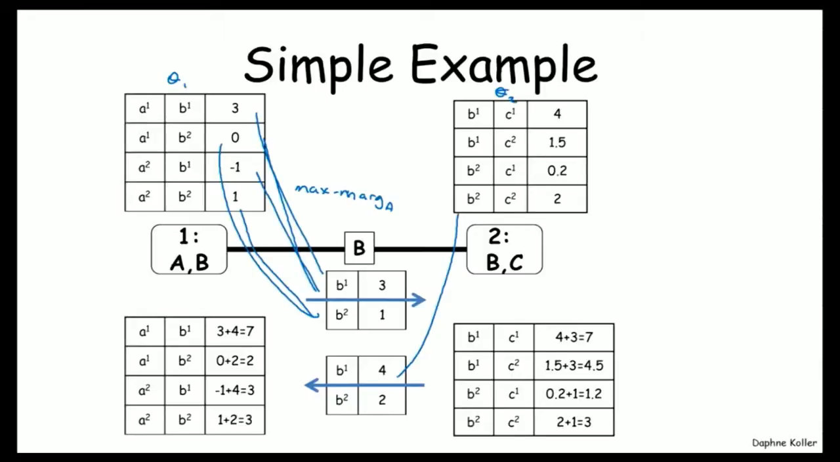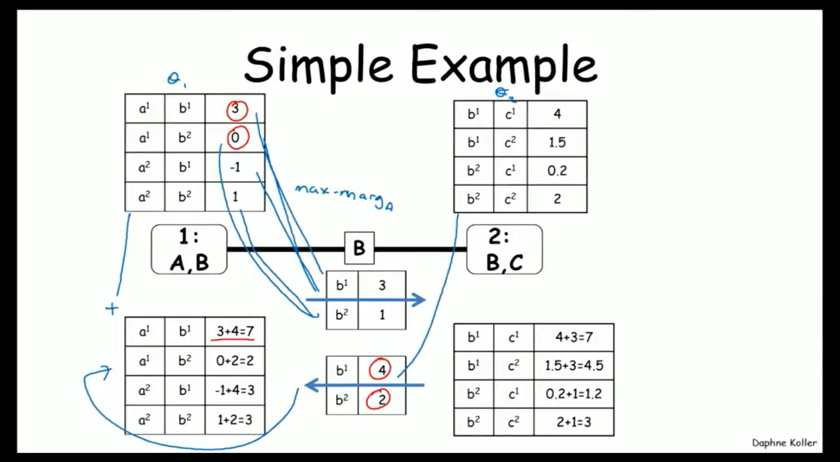Now each of these 2 cliques takes its message. Notice that I've gotten immediate convergence here because there's only one message to pass in each direction. And so what I get here is the sum of this factor plus the incoming message. So I've added these 2 together. For example, for the first row, for A1, B1, I have 3 from here and 4 from here. So I get 3 plus 4, which is equal to 7. For A1, B2, I get a 0 from here and a 2 from there. 0 plus 2 equals 2.